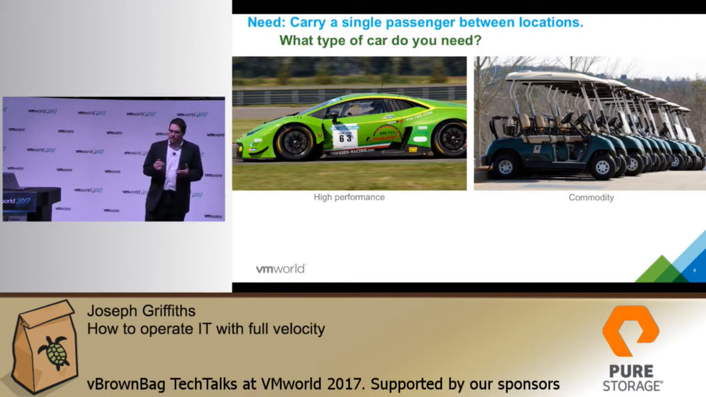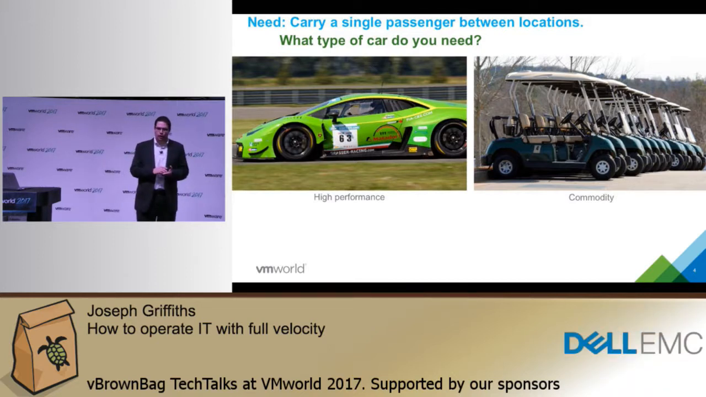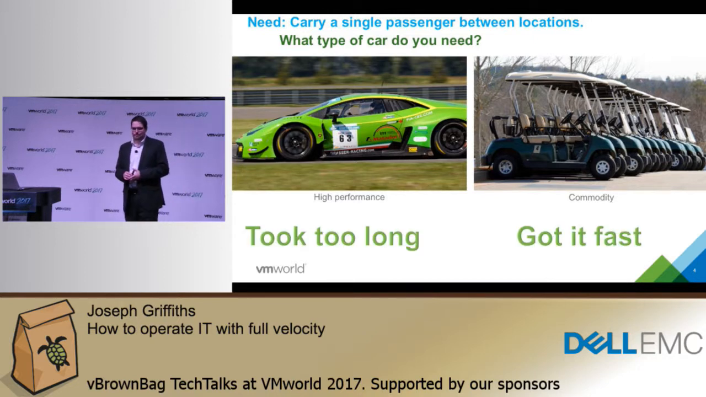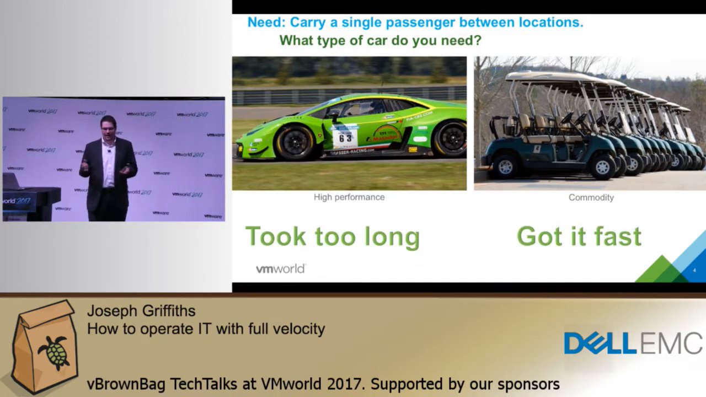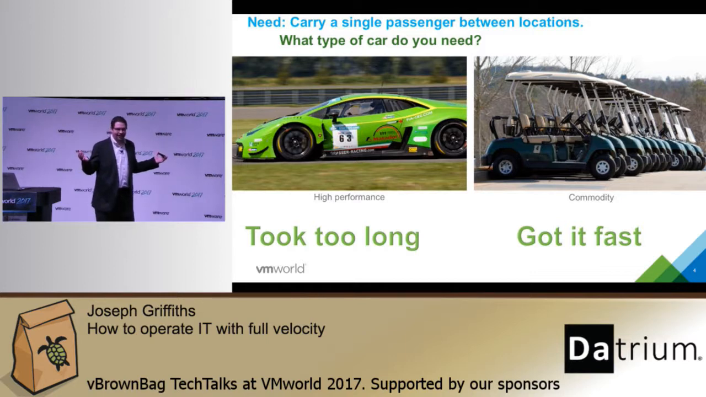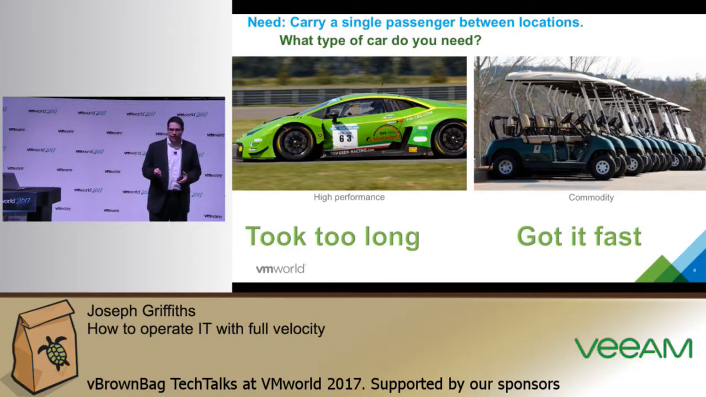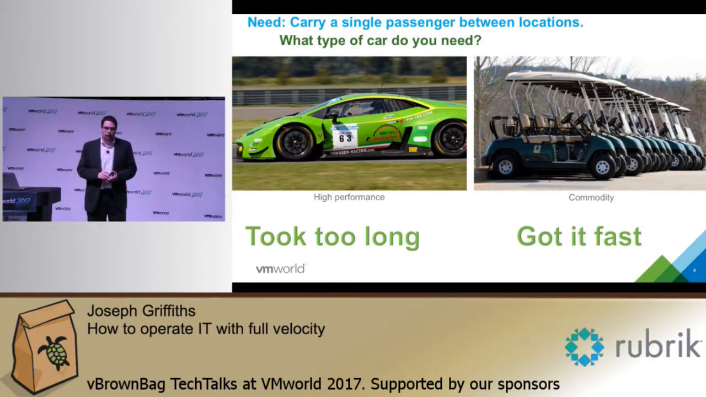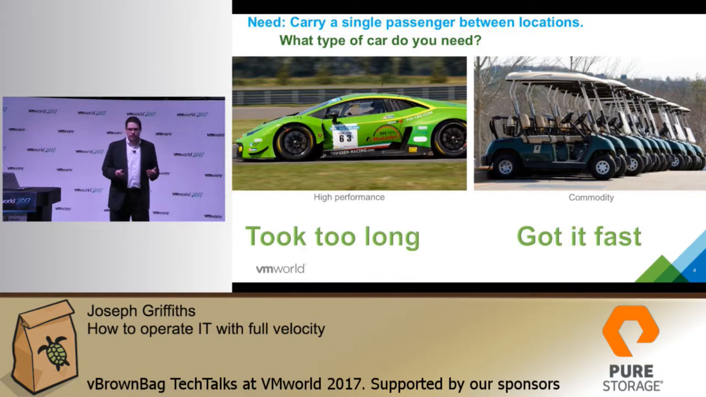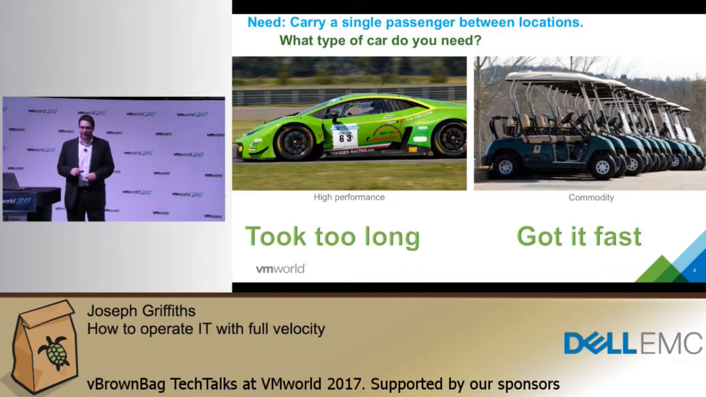So, let me ask you the question, how does the business see these 2 different cars? One of them took too long, the other got it fast. They don't care. They really don't. Now, I'm not going to knock down the fact that there's some high-performance vehicle needs out there in our world. There are the databases and things like that that need to be the high-performance car, but most of our workloads are going to be the golf cart. Yet we, for some reason, start to treat them like the high-performance car. We over-engineer and we do too much to make the perfect vehicle instead of focusing on the thing that's most important, which is got it fast.